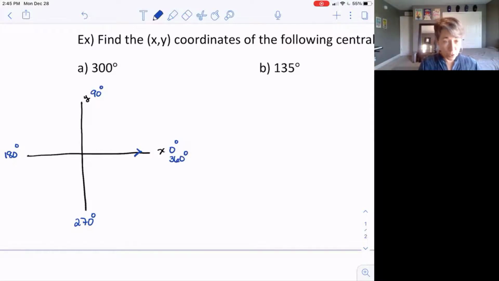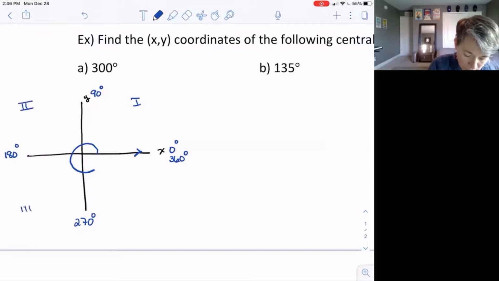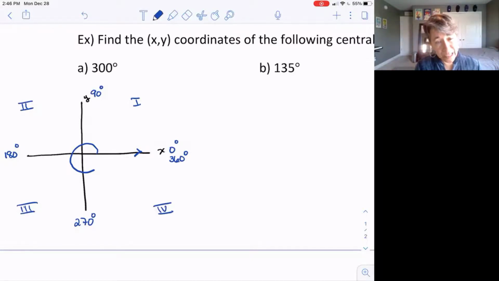So in our standard position, remember that 300 degrees is positive, so we have to go counterclockwise through the first quadrant, second quadrant, third quadrant, and then fourth quadrant. Now, 300 degrees is about 60 less than the 360, right? So it would probably be about right here. Right, so we'll just call this 300 degrees.